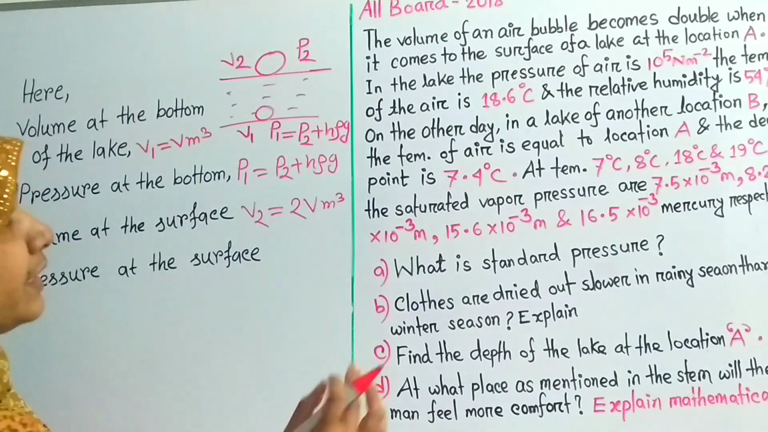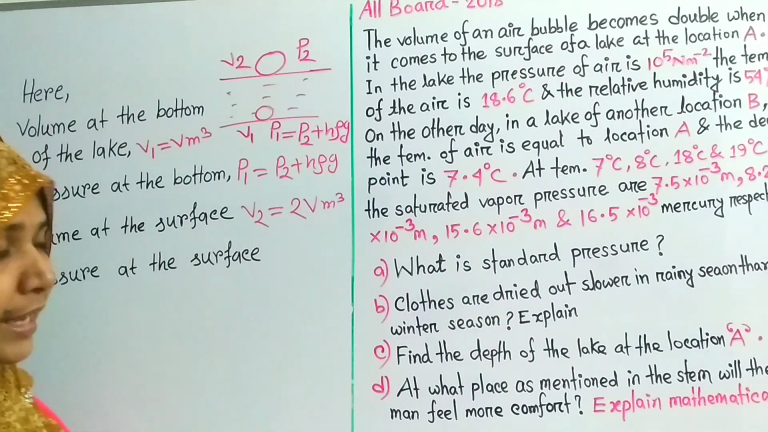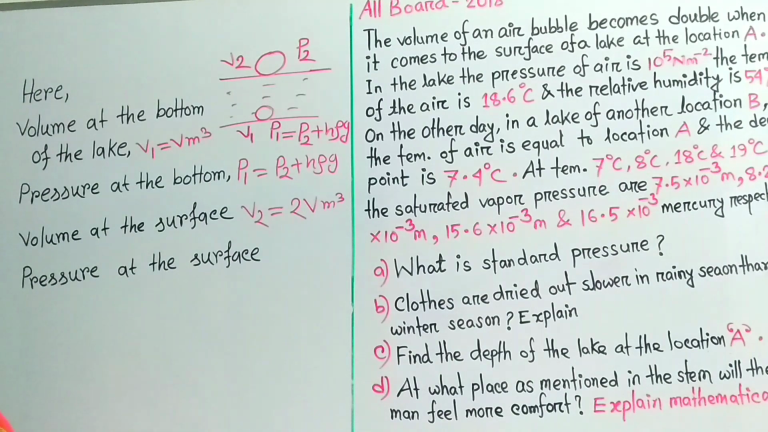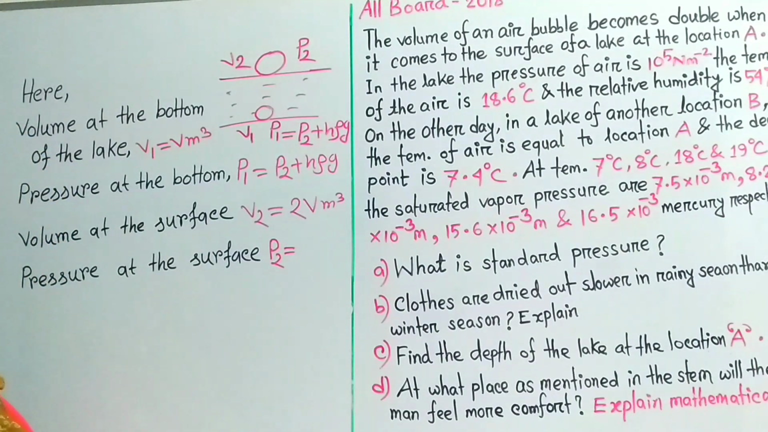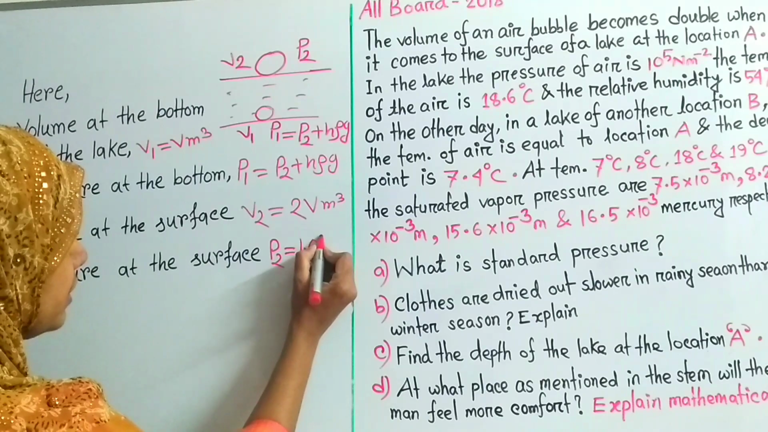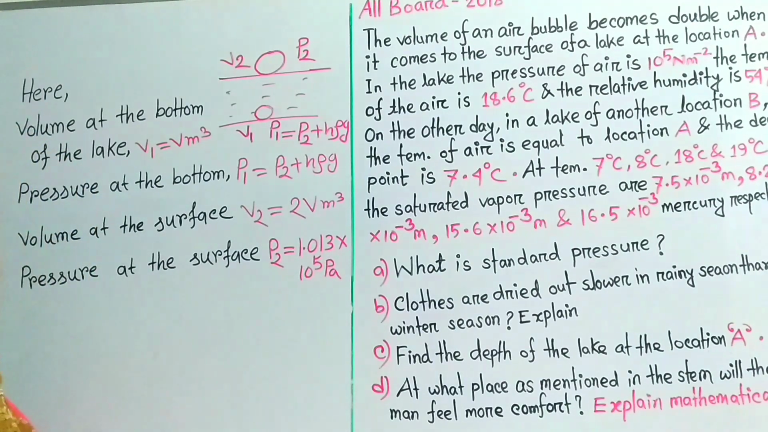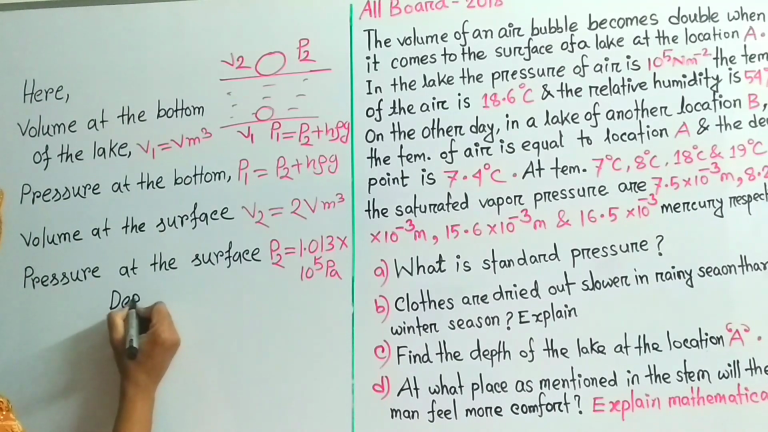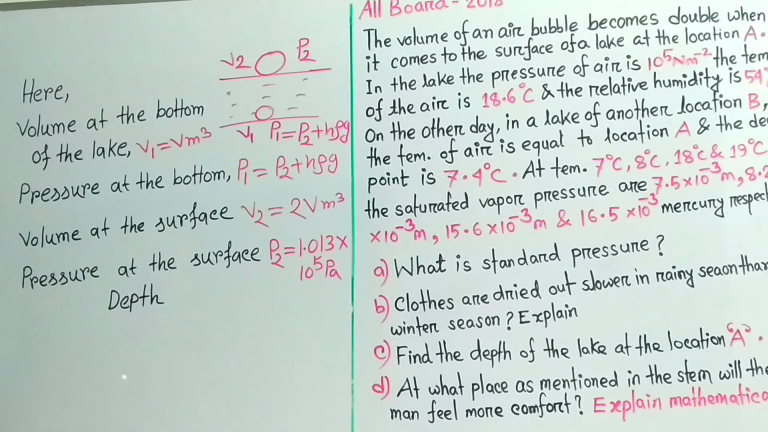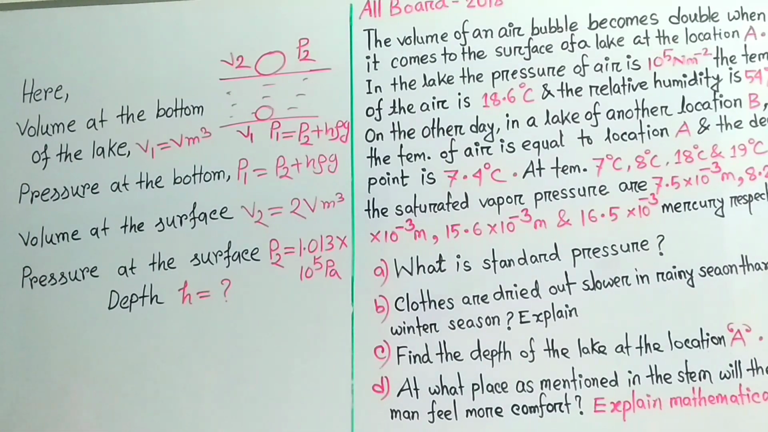As they say here, the volume of the air bubble becomes double, so V2 will be 2V, and the pressure at the surface, P2, is, you know, 1.013 times 10 to the power 5 Pascal, and we have to calculate the depth, which is denoted by H, equal to what?